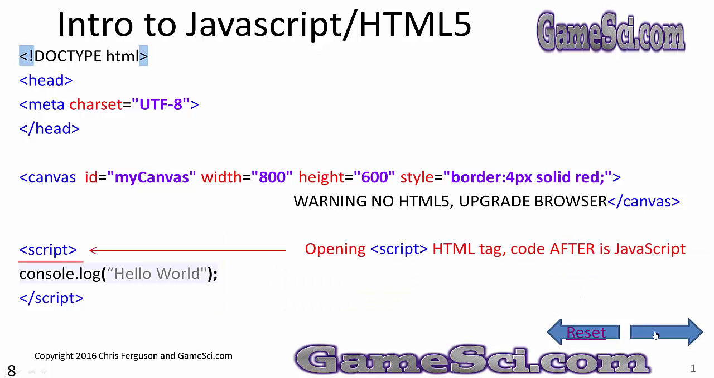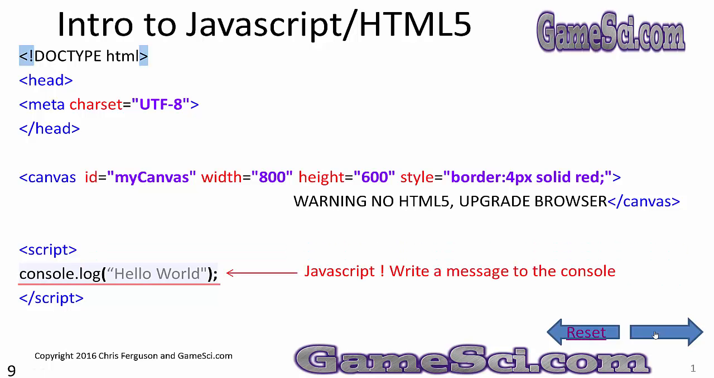To break that down a little clearer, the opening script HTML tag, any code after this tag is JavaScript. Basically what we're saying is we're suspending the HTML and starting to code in JavaScript. This line of code, console.log, hello world, that's JavaScript. We're going to write a message out to the JavaScript console. And when we run this code, we'll see how it appears. If you're between script tags anywhere on the web page, you are coding in JavaScript.